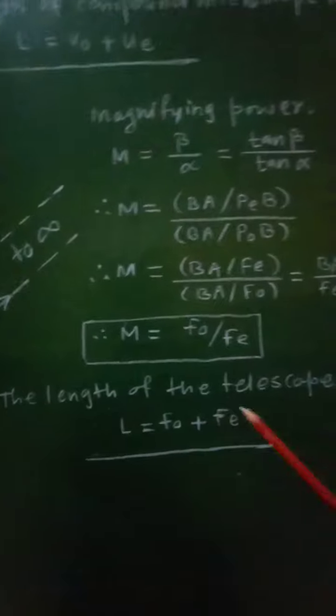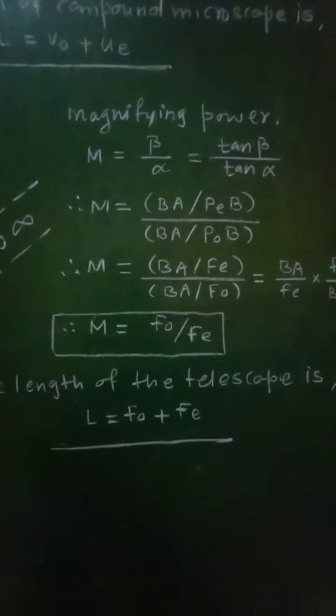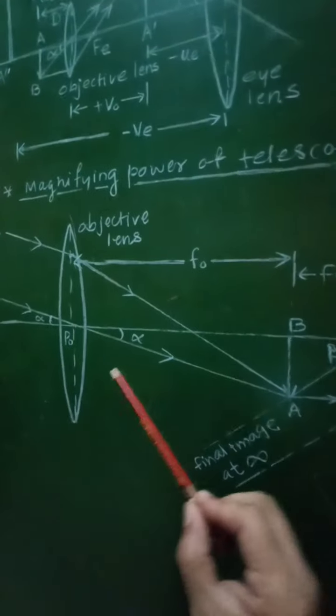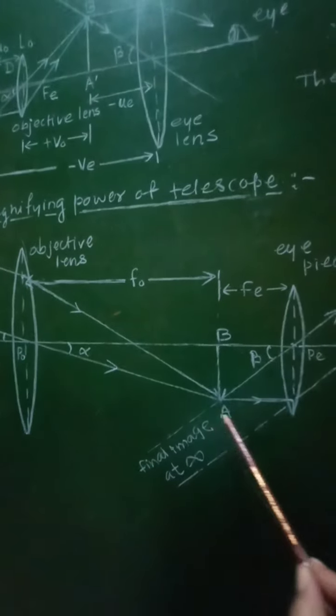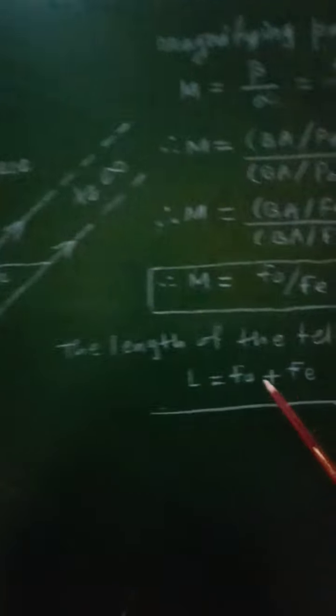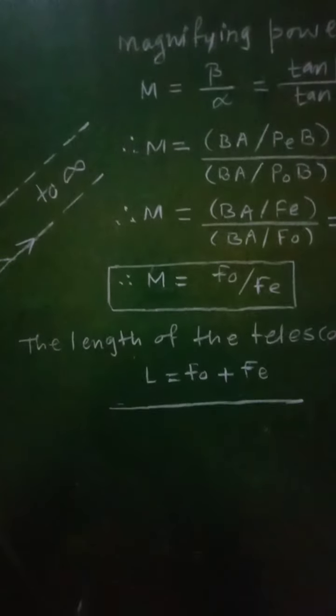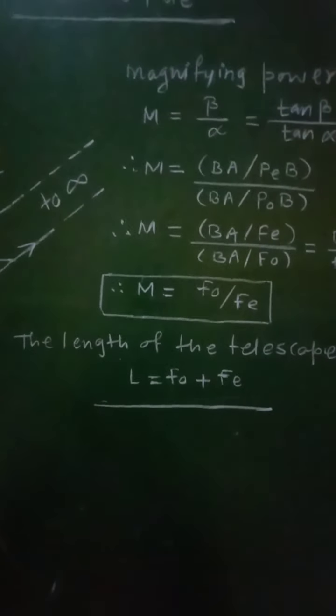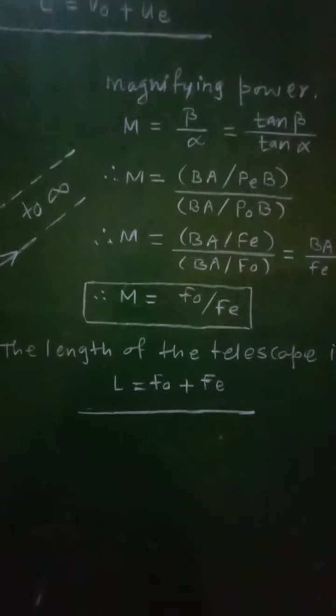Again the length of the telescope will be given as the distance between the objective and the eyepiece, that is FO plus FE. So L will be equal to FO plus FE. So that will be the length of the telescope.